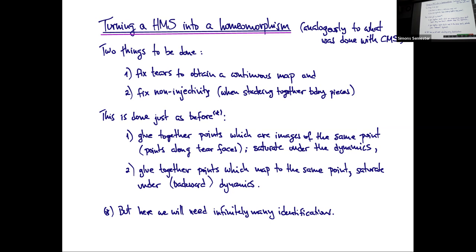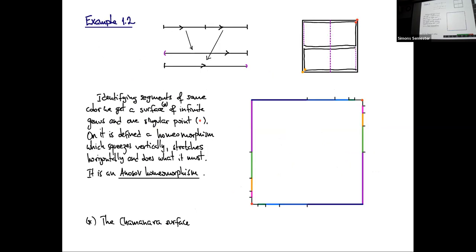So that will lead to other identifications on the horizontal faces. And obviously this has to be done dynamically, so you have to do infinitely many identifications. Okay? So here is the example of the doubling map on the circle. Okay, so you take the interval, you thicken it to a square, right? And then the square maps by squeezing vertically, stretching horizontally.